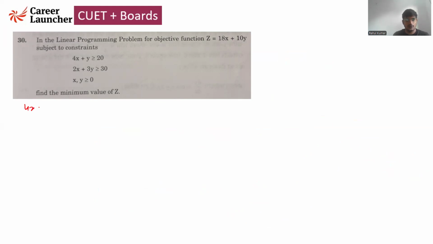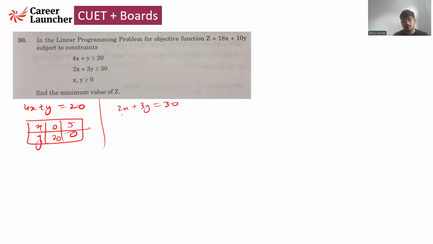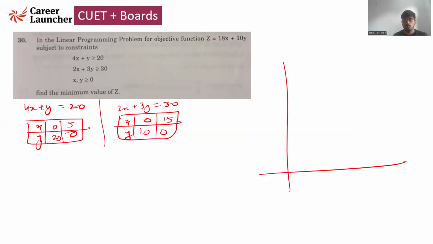So first you will draw the 4x plus y is equal to 20 graph. When x is 0, y is 20. When y is 0, x is 5. And for the other one, 2x plus 3y is equal to 30. When x is 0, y is 10. When y is 0, x is 15. Let's draw the curve here. So x is equal to 5, y is equal to 20. And x is equal to 15, y is equal to 10.